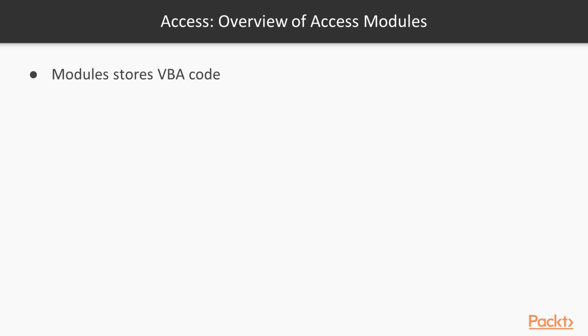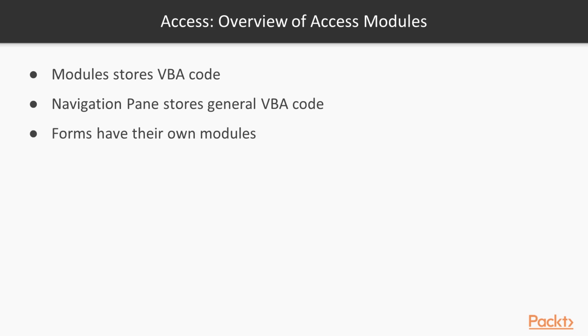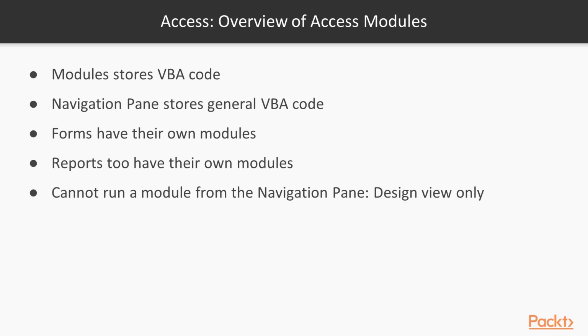Here is an overview of Access modules, which I will be going into more detail in this section over the next few videos. A module is a place where VBA code is stored. You can create modules for the navigation pane, which means these are your general VBA code procedures. They can also be stored in forms as they have their own modules, as well as reports too, which changes the scope of your VBA code procedures. You cannot run a module from the navigation pane as it only has a design view mode. VBA code must be triggered elsewhere.